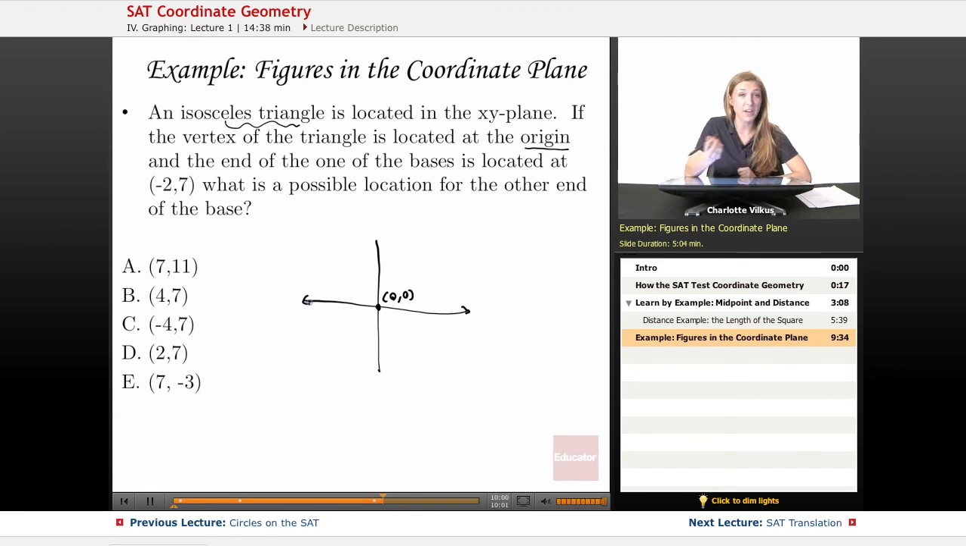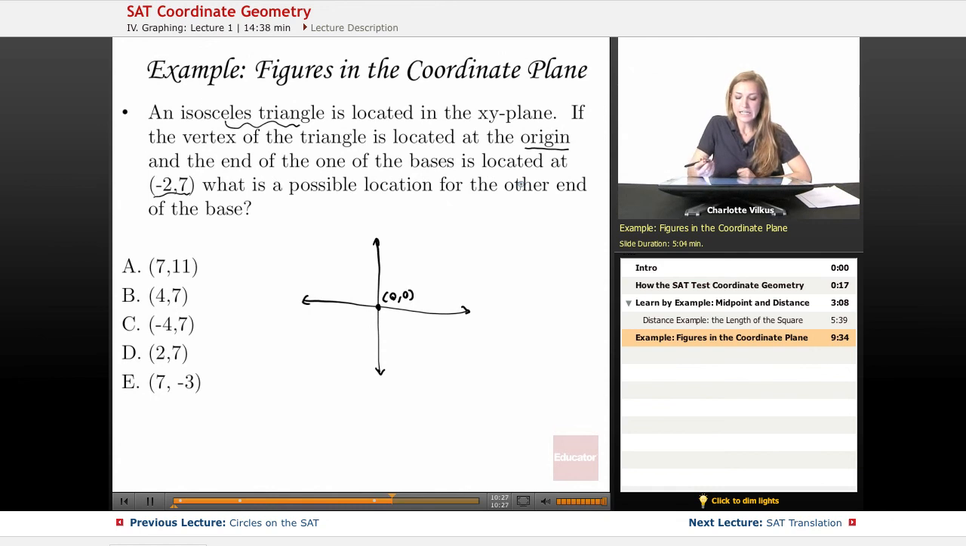So quick refresher, if you didn't remember what the origin was, it's the point 0, 0, and it's right here. So I have the vertex of the triangle located here, and the end of one of the bases is located at -2, 7. I'm looking for then a possible location for the other end of the base.